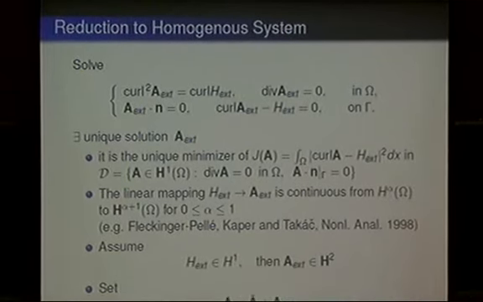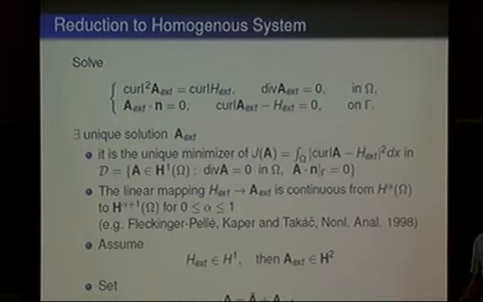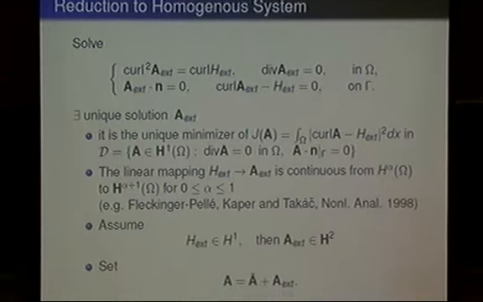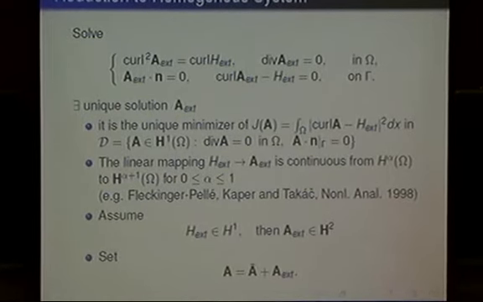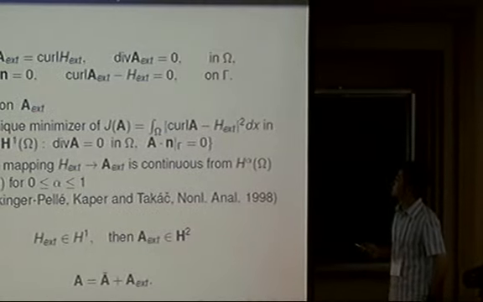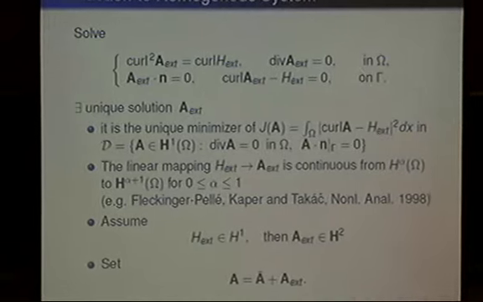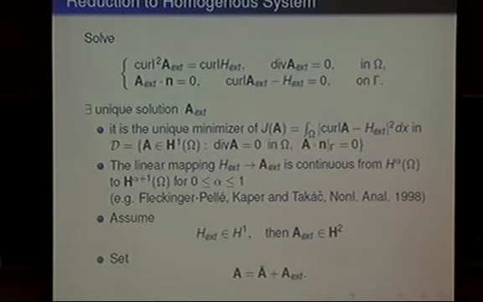For the original system, we noticed that we have a non-homogeneous boundary condition, and it is sometimes more convenient to study this system with homogeneous boundary condition. So we can do the following transformation. We solve this kind of boundary value problem, and actually we can say that there exists a unique solution to this boundary value problem, which is the unique minimizer of this functional in the domain D.